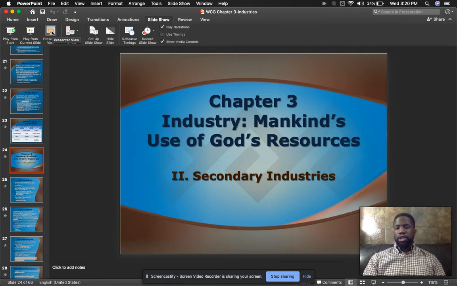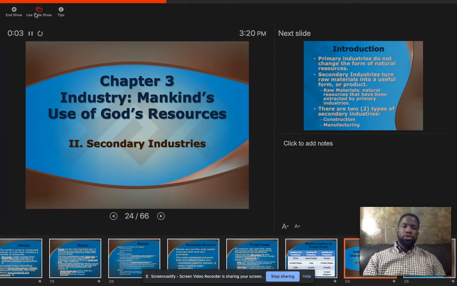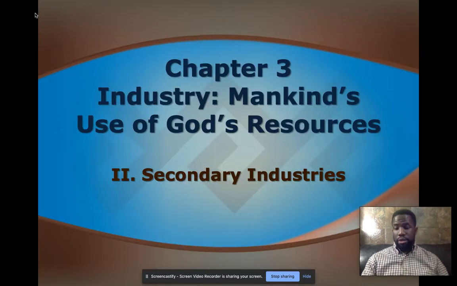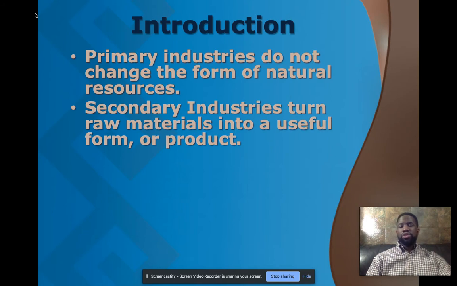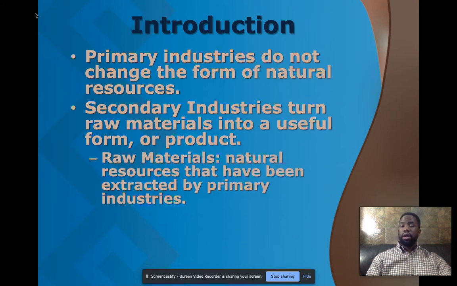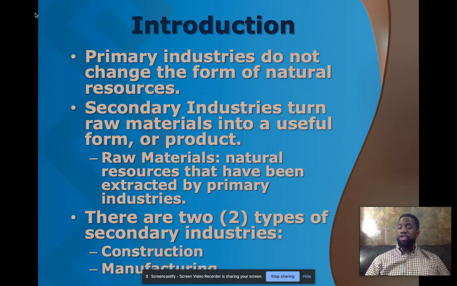Now, in the previous section, we were dealing with primary industries, where you were taking various raw materials and converting them into different items such as furniture, clothes, etc. But when we're talking about primary industries, they don't necessarily change the form of natural resources. Secondary industries are responsible for really turning raw materials into a useful form or product. All right, raw materials, make sure you write this down, are natural resources that have been extracted by primary industries. Okay. Now, there are two types of secondary industries.